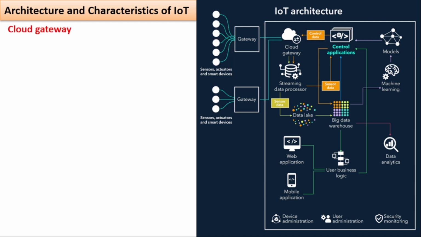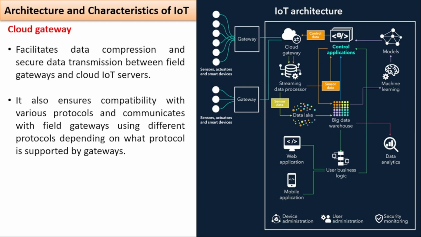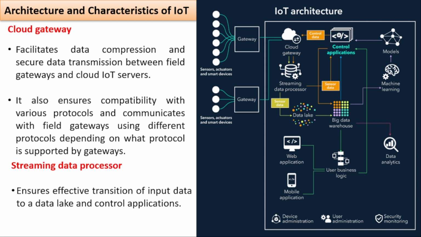We'll now briefly examine the cloud gateways. These gateways play a pivotal role in compressing data and ensuring secure transmission between field gateways and cloud-based IoT servers. Additionally, they guarantee compatibility with diverse protocols, allowing communication with field gateways by adapting to supported protocols based on individual gateway capabilities. The streaming data processor ensures effective transition of input data to a data lake and control applications.